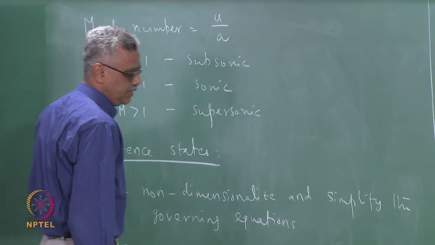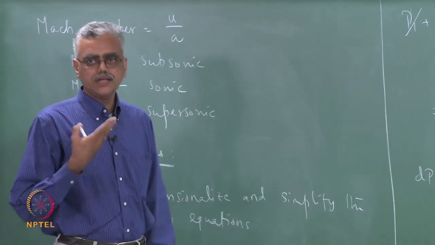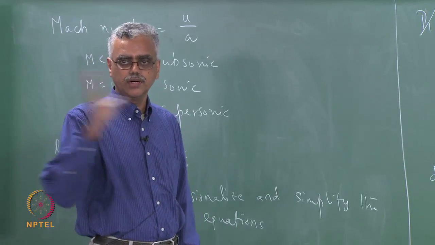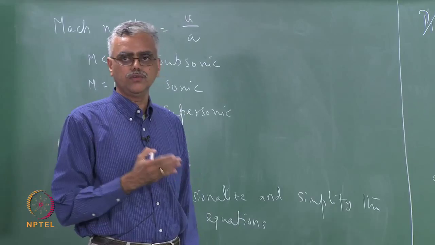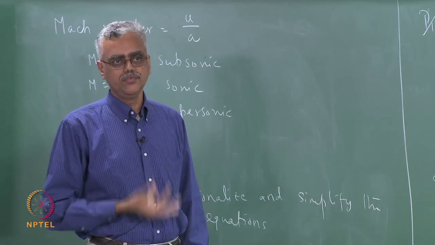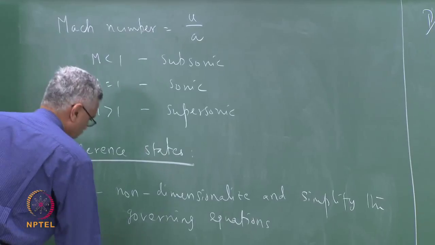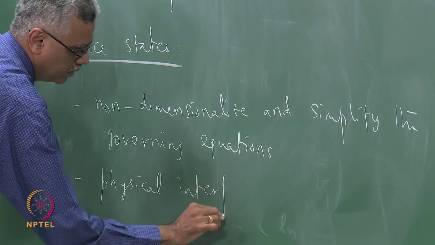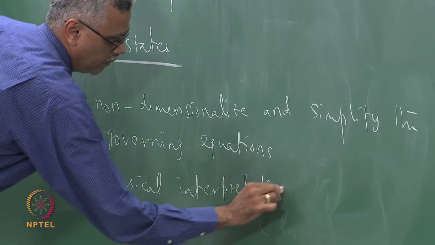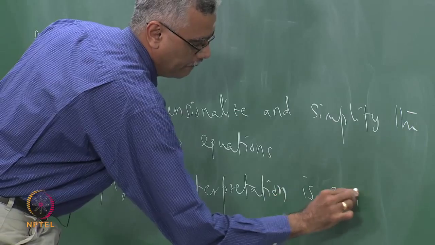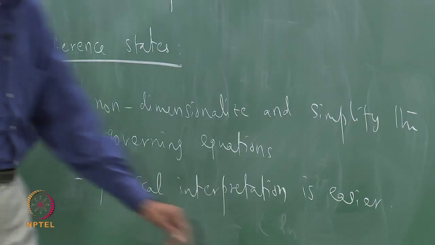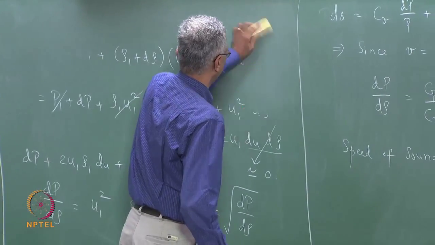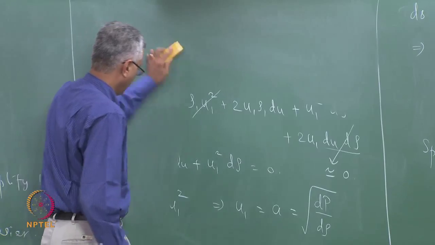The other important thing that you get from the reference state is that physical interpretation of the flow is much easier if you use reference states. We can compare states from one part of the flow field to another part of the flow field and draw inferences. Okay? This will become clear as we go along. So, physical interpretation also becomes easier. Now, in gas dynamics, customarily two different reference states are used, and let us look at both of them.